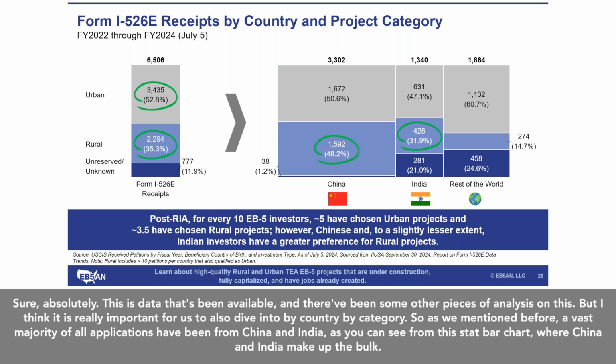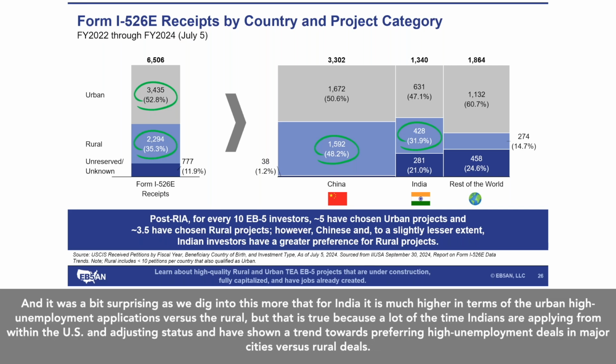So as we mentioned before, a vast majority of all applications have been from China and India, as you can see from this stack bar chart, where China and India make up the bulk. And it was a bit surprising as we dig into this more that for India, it is much higher in terms of the urban high unemployment applications versus the rural. But that is true because a lot of the time, Indians are applying from within the US in adjusting status and have shown a trend towards preferring high unemployment deals in major cities versus rural deals.